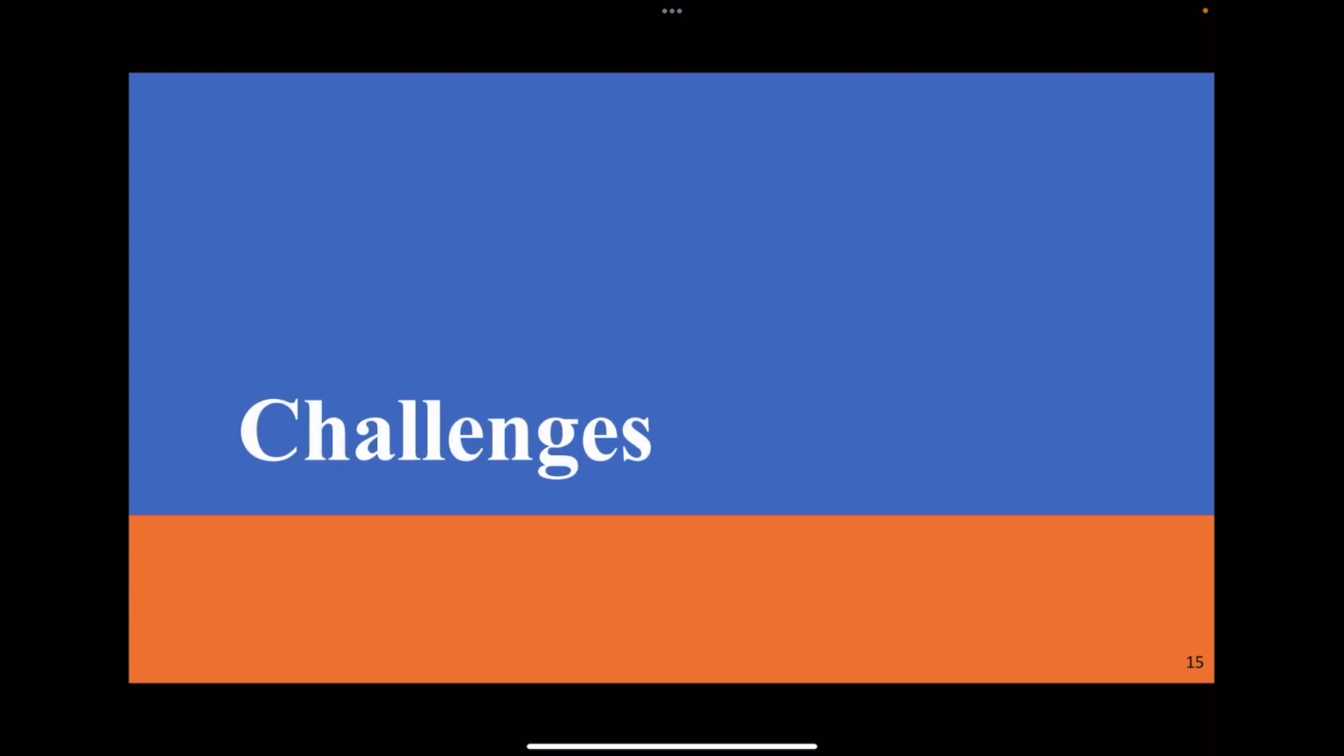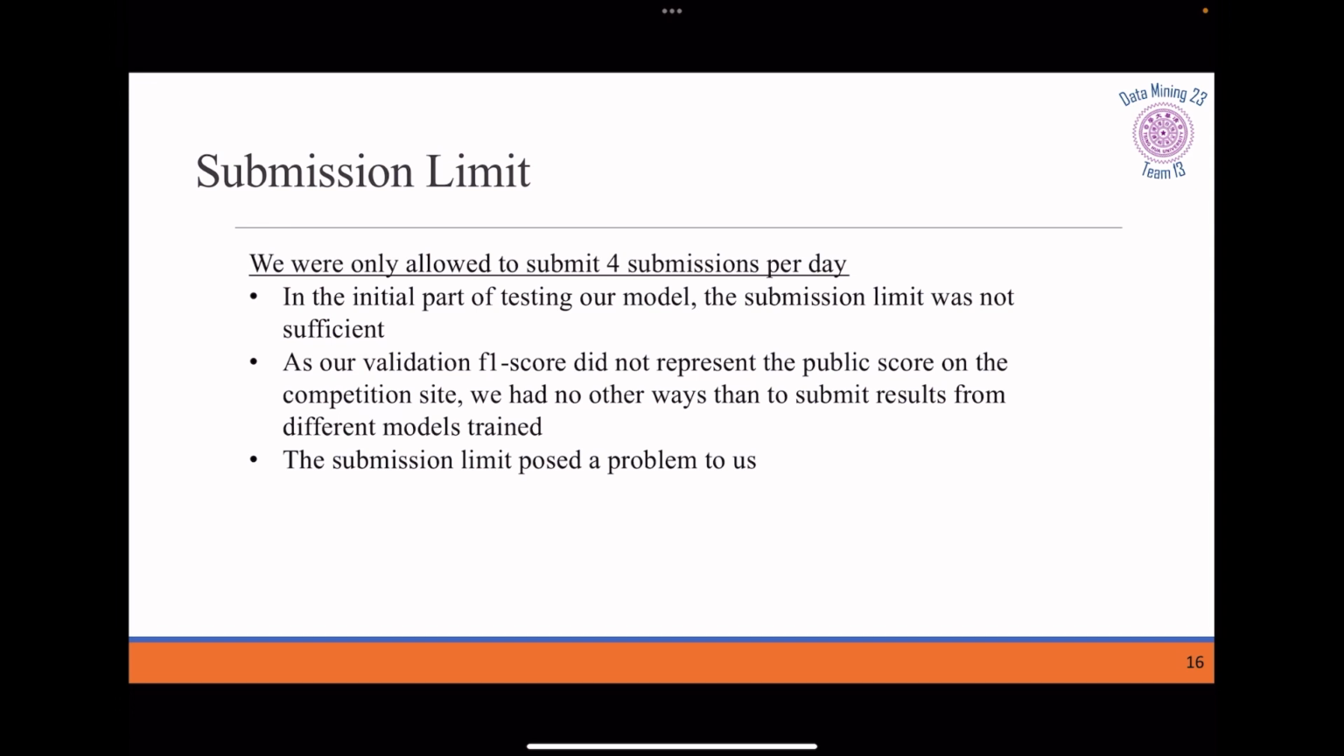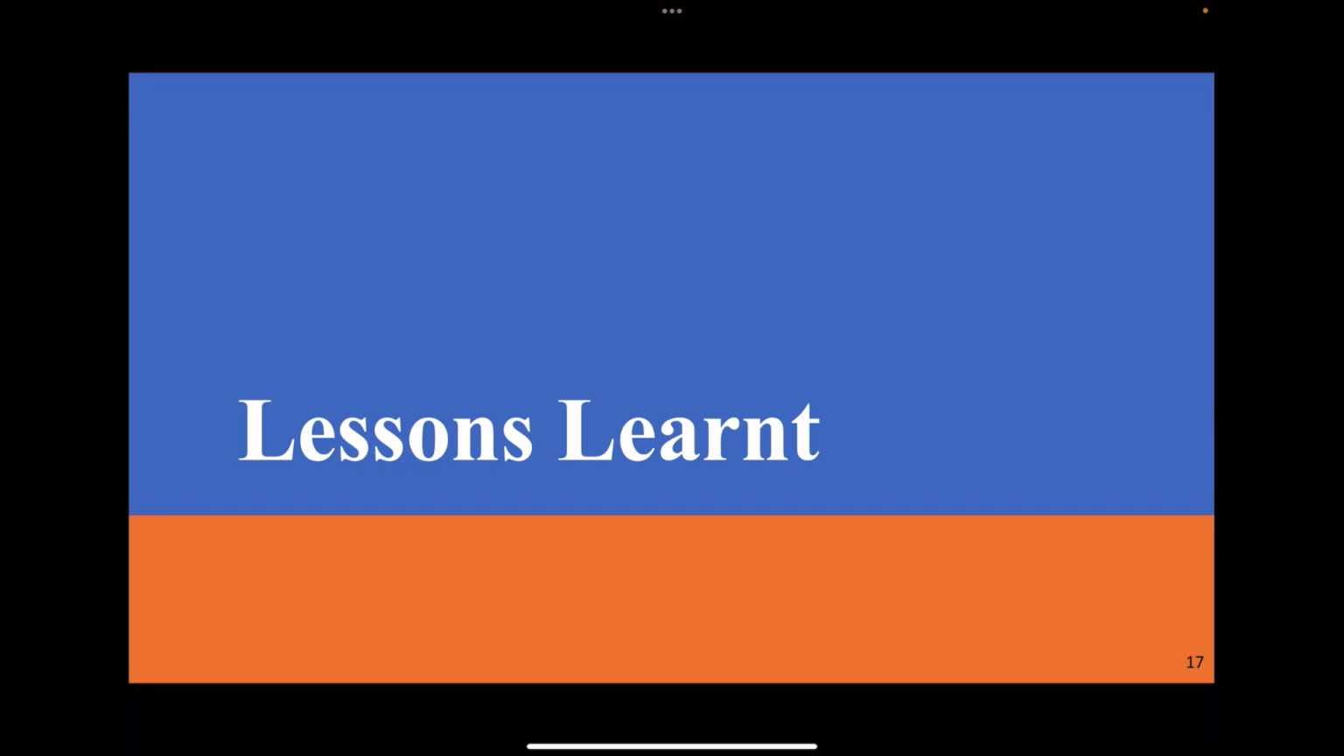Moving on to challenges. So the main challenge we faced was the submission limit. We were only allowed to submit 4 submissions per day. Hence, in the initial part of testing our model, the submission limit was not even sufficient for us, as our validation F1 score did not represent the public score on the competition side. We had no other way than to submit our results obtained from our model on the competition side to see how we fare when we use our model against the testing data. Hence, the submission limit posed a problem to us, and it dragged us down at the initial part by a bit. Moving on to lessons learned.